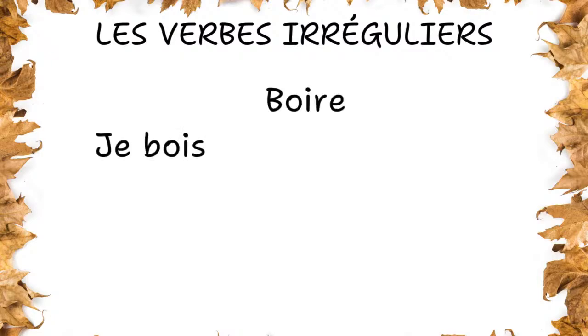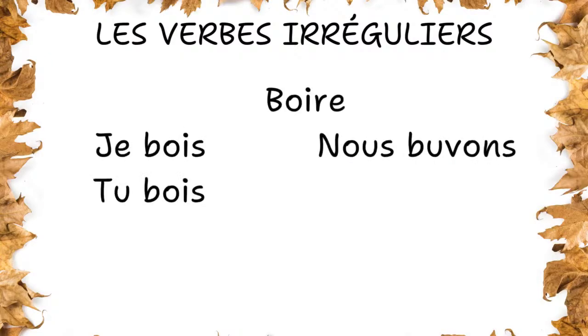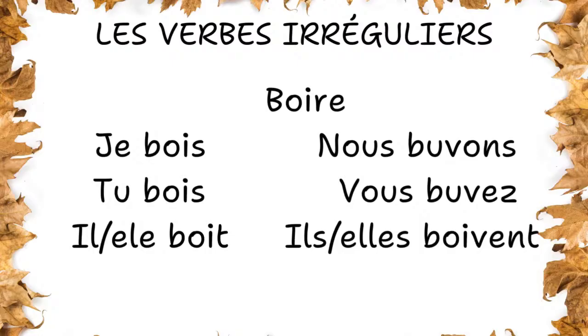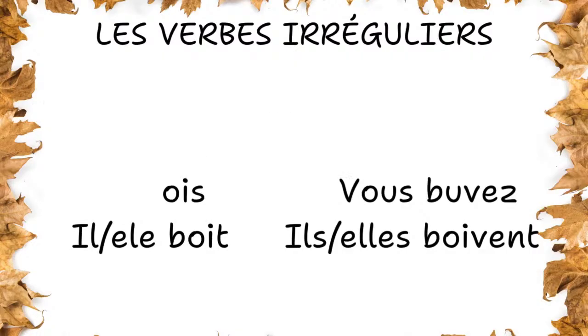Deuxième verbe qu'on va conjuguer, c'est le verbe boire. Et boire, on va dire je bois, tu bois, il boit, elle boit, nous buvons, vous buvez, ils boivent. Even though this verb ends in RE, it's still an irregular verb.